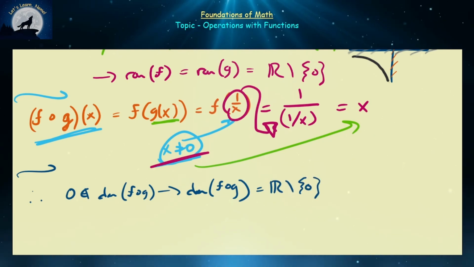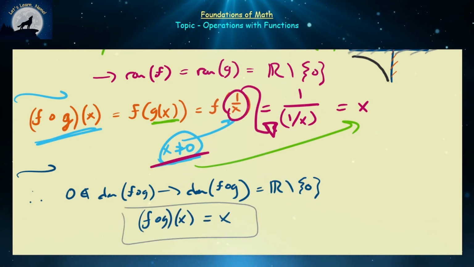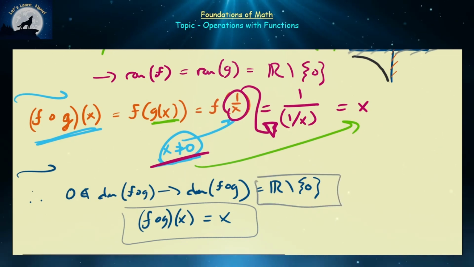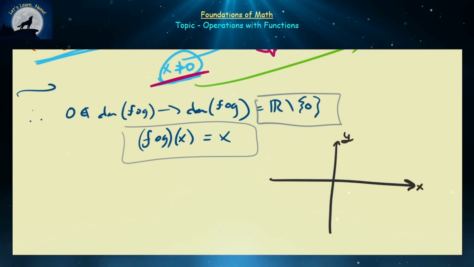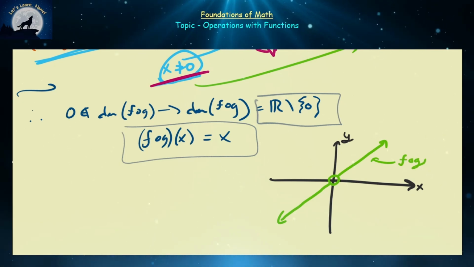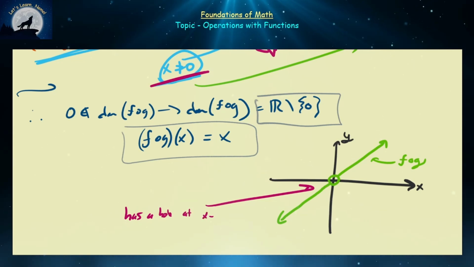But when we simplify this, f composed of g, it looks like the line, or the linear function, y equals x. But keep in mind, that's the domain. So what does the graph of this look like? So we already know what y is equal to x looks like. It looks like a line with a slope of 1, but you can't be at 0. Right? So this is the graph of f composed of g. It looks like a line, but is it a line? No, because it has a hole at x is equal to 0. Right? So it has a hole. Has a hole at x equals 0.